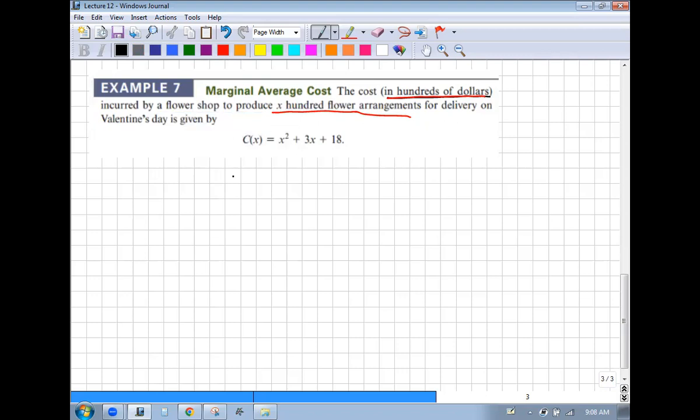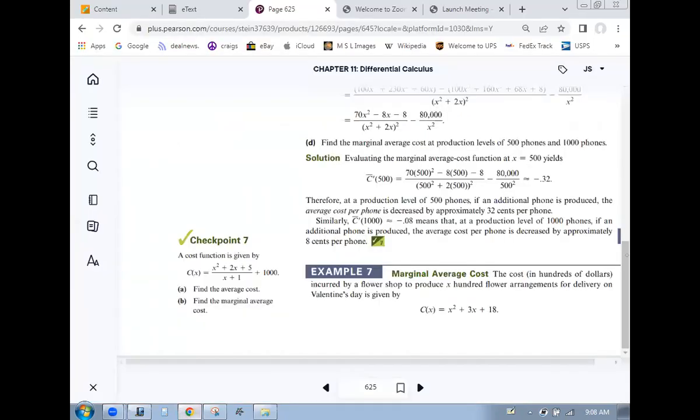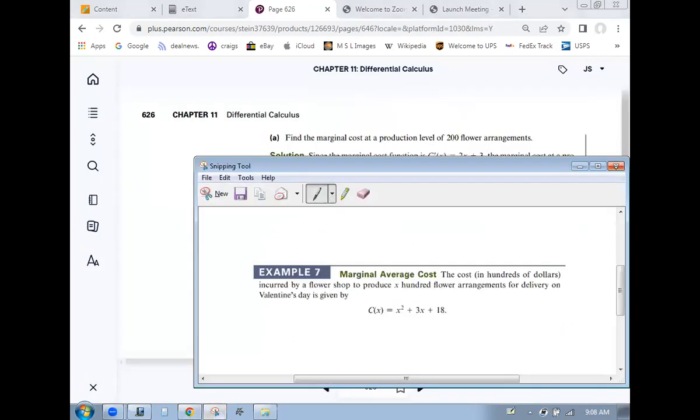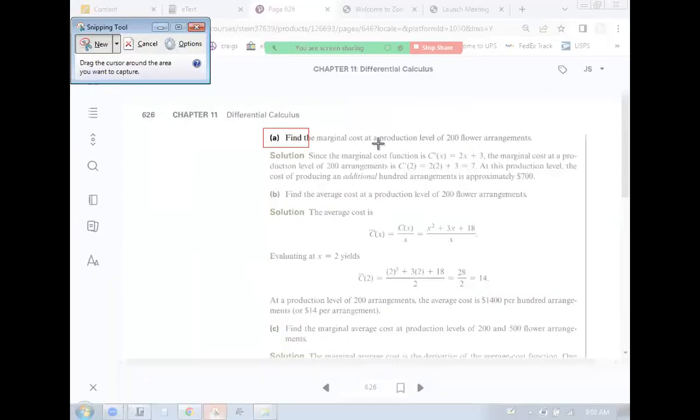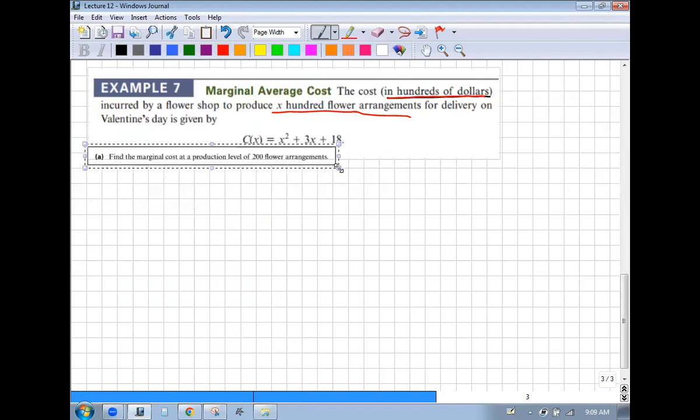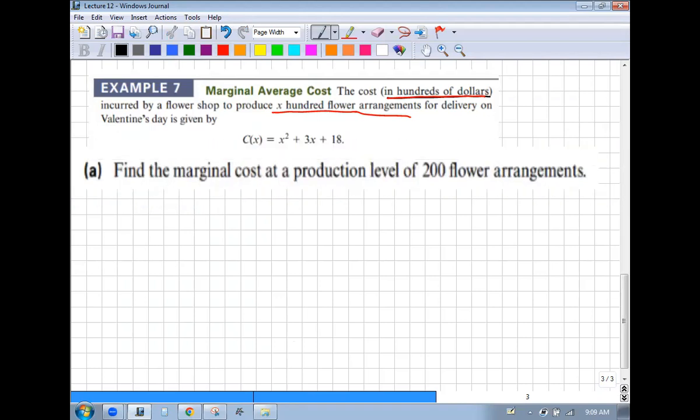For delivery on Valentine's Day. Oh, hey, isn't that like tomorrow? Wow, good timing, huh? All right, is given by C of X. So here's our cost function. All right, great. Look at part A. Find the marginal cost. All right, marginal cost.